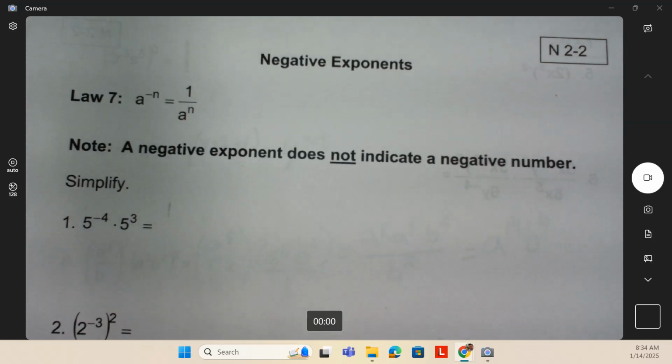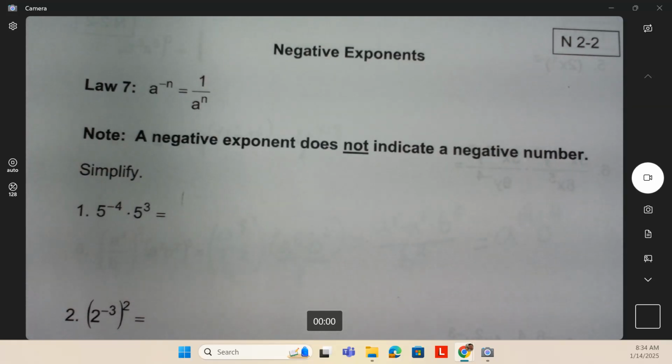Hey, we're going to look at working with negative exponents today. And so all a negative exponent does, it doesn't mean it's a negative number. What it means is that it's going to take it and make it the reciprocal. So on your TI-84 calculator, it's that x to the negative first button. So doing a negative exponent really just means we're making it the reciprocal.